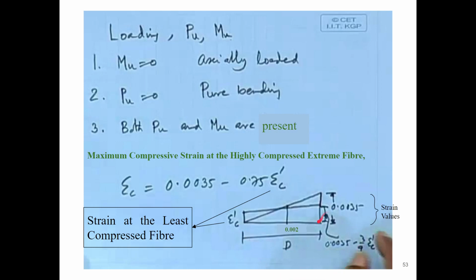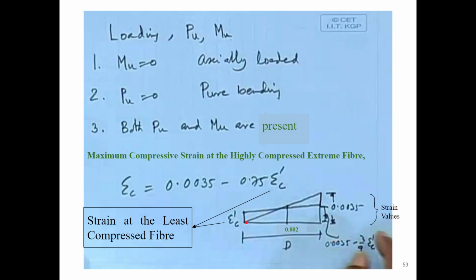In the beam case, there was no axial load, only moment, like this case. In the beam case it was pure bending. In that case the strain diagram followed like this. It started from 0. This is a compressive strain, basically compressive strain.